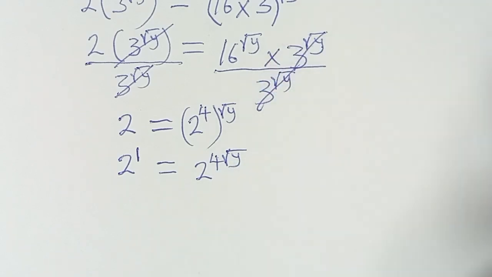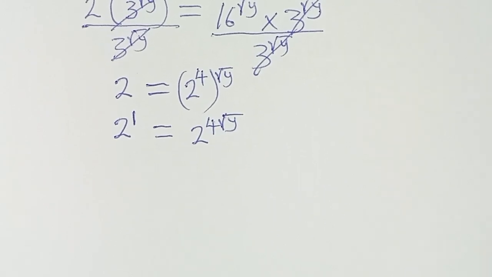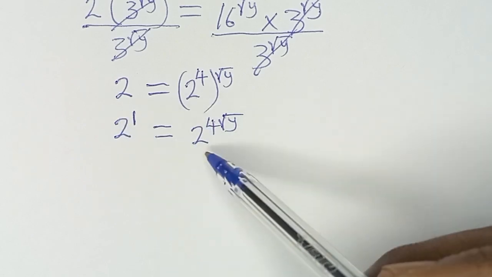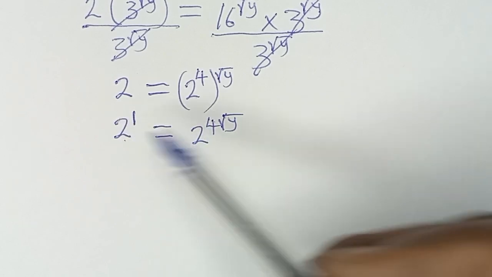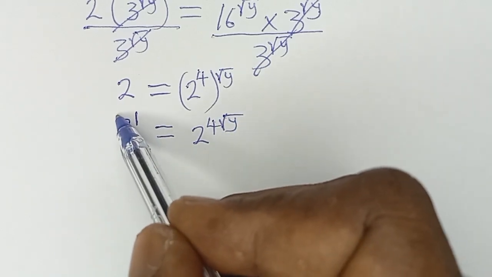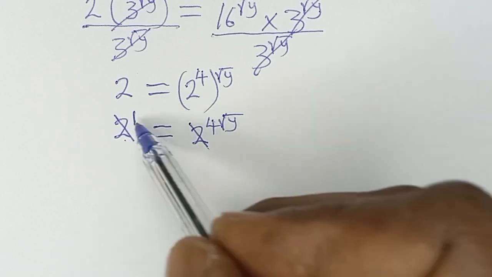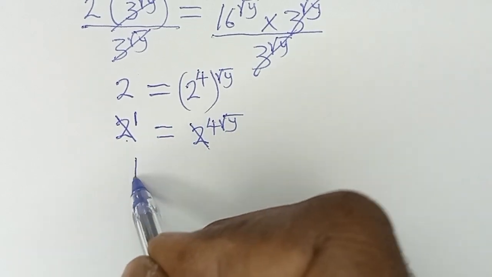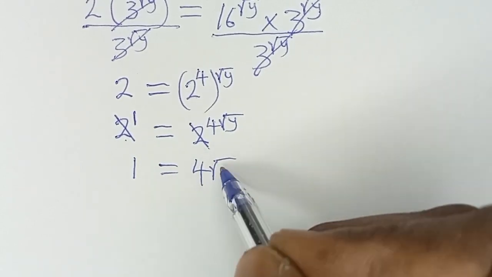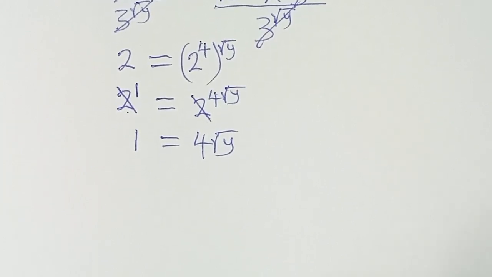Now, according to indices, when you are solving equations in indices or exponential equations, what you need to do is that when you see that both sides have the same base, so the base here is 2 and the base here is 2, it means the powers are also the same. So you can simply ignore the base because they are equal and equate the powers. So I'm going to take 1 here is equal to 4 root y on this side. And then the next thing now is to divide both sides by 4.